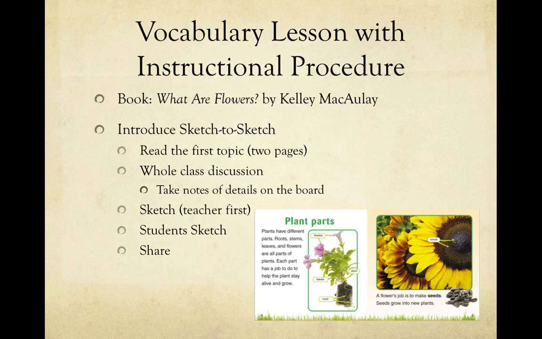Plant parts. Plants have different parts. Roots, stems, leaves, and flowers are all parts of plants. Each part has a job to do to help the plant stay alive and grow. A flower's job is to make seeds. Seeds grow into new plants.